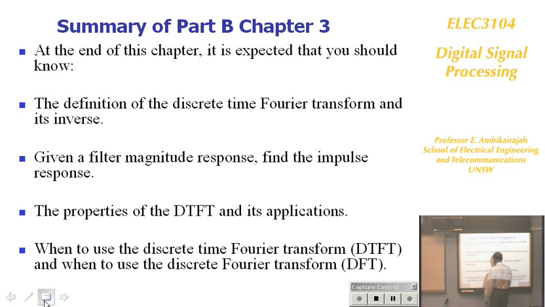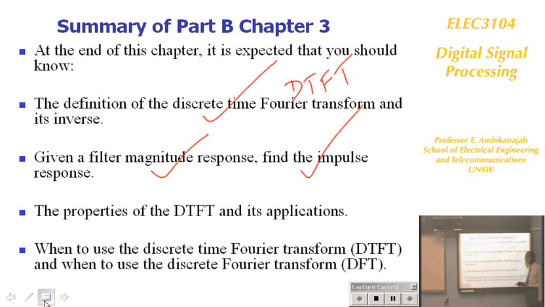Summary. What's the summary of this chapter? What you should know at the end of the chapter is the definition of the discrete-time Fourier transform, DTFT. You know, given a filter magnitude response, how do you find the inverse response? I've done 2 examples. Then the properties of the discrete-time Fourier transform. When to use the discrete-time Fourier transform, and when to use the discrete Fourier transform. What's the difference? The discrete-time Fourier transform is continuous. The discrete Fourier transform is just a sampled version of the continuous.